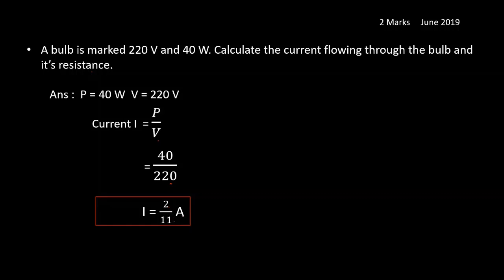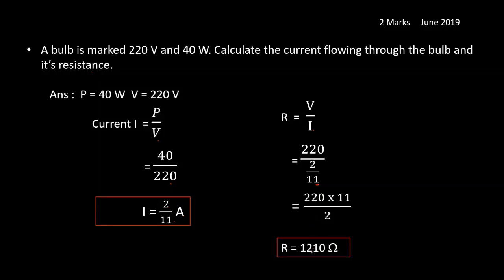Now we will calculate resistance. Resistance R is equal to V divided by I. Now substituting the values of V and I, we get 220 divided by 2 divided by 11. After calculating this, we get resistance R is equal to 1210 ohm.